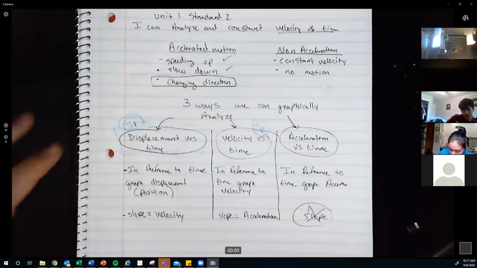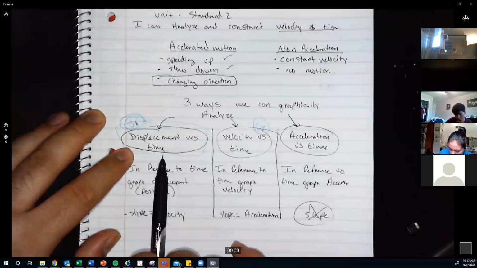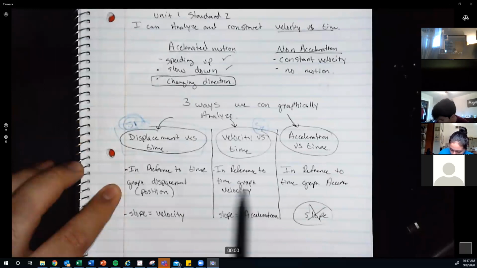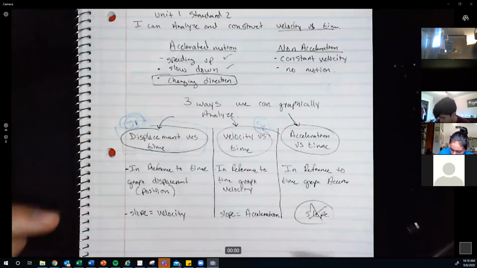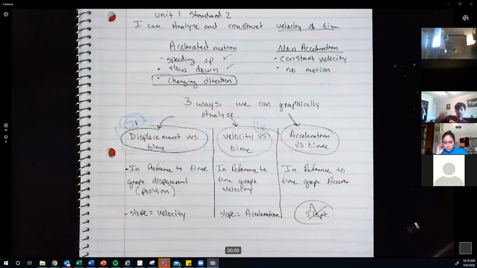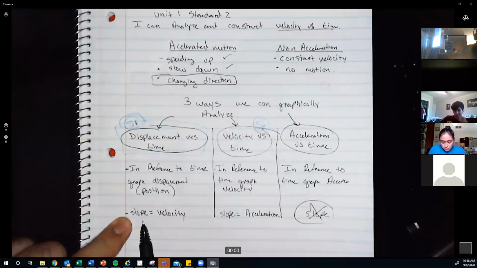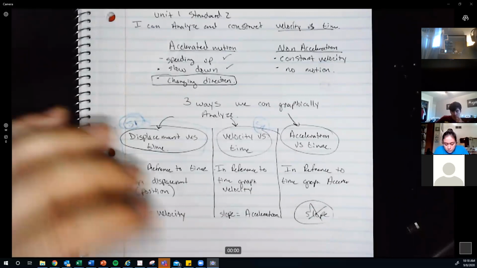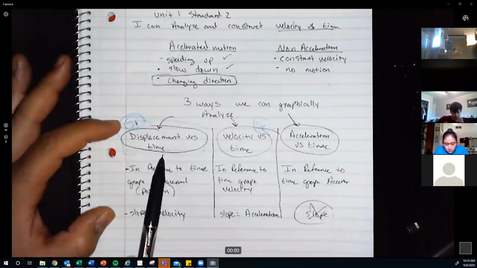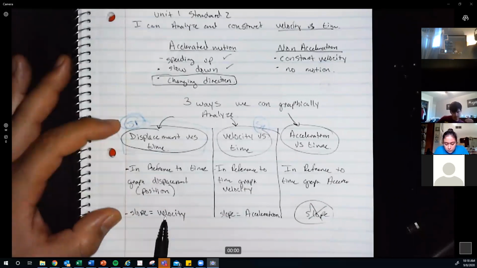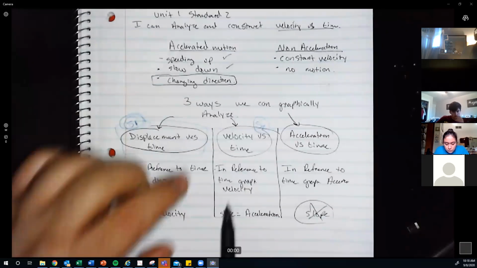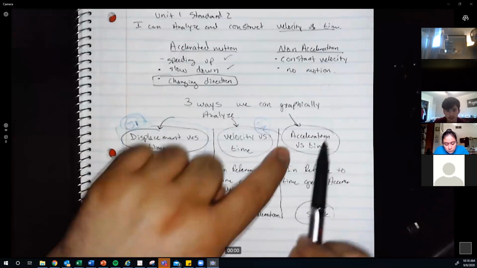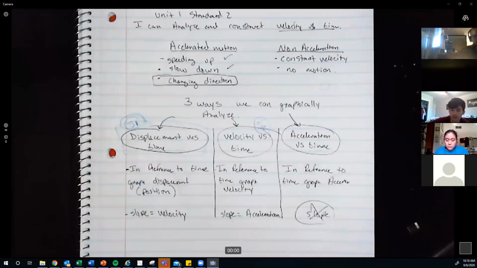The only thing that I want you guys to really think about is there's three ways to analyze graphically. Each of them represents different things. So a point on each of these graphs represents different things. And then the slope of these graphs gives you pretty much the next graph. So notice this, displacement versus time graph, the slope of that is going to equal the velocity. A velocity versus time graph, the slope of that is going to equal the acceleration. So whenever you're looking at the slope, it kind of shows you what the next graph is going to look like.